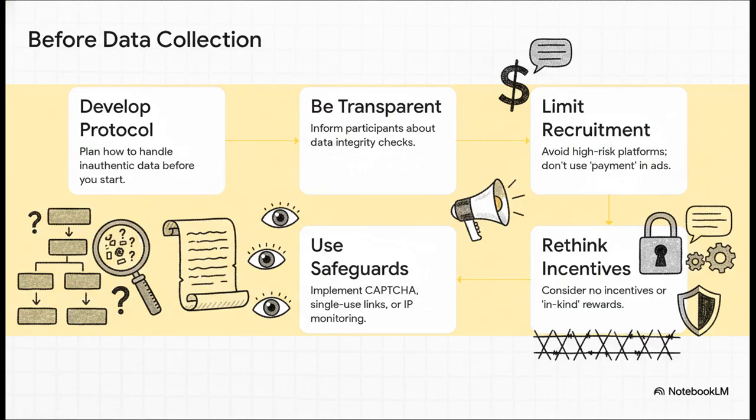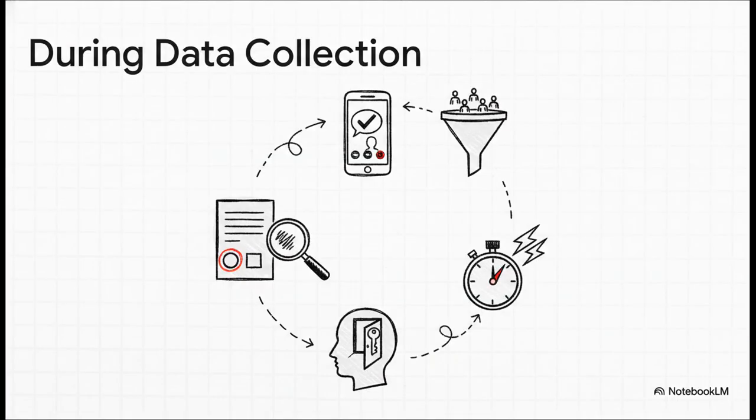So before you even think about launching, it's all about the prep work. First, you need a protocol, a clear plan for what you're going to do when you find suspicious data. You also need to be upfront about it in your participant documents and really think about your recruitment ads. Maybe avoid using words like payment or cash on social media, and definitely use technical tools like CAPTCHA to weed out the bots.